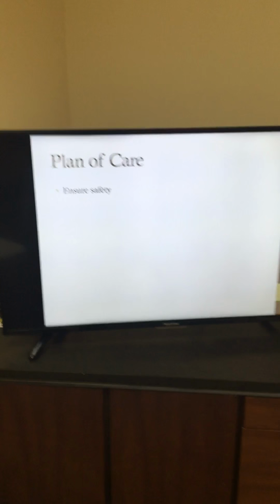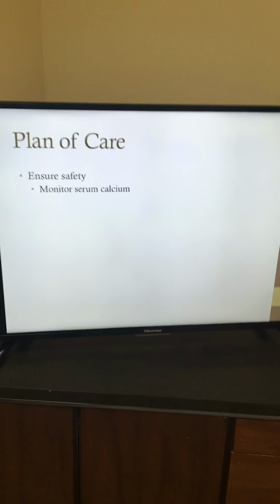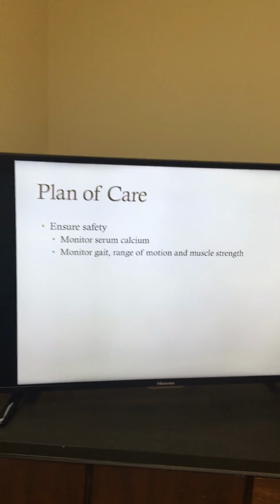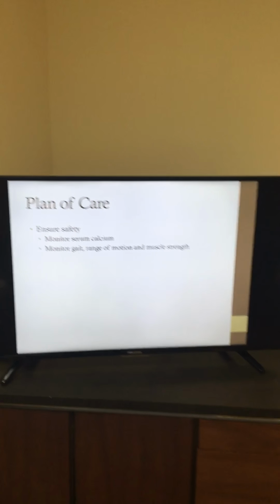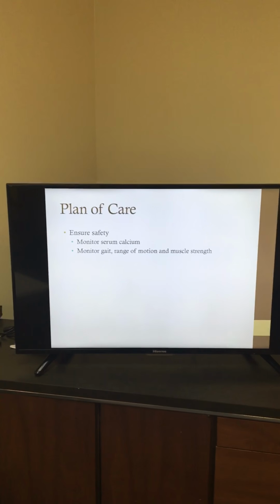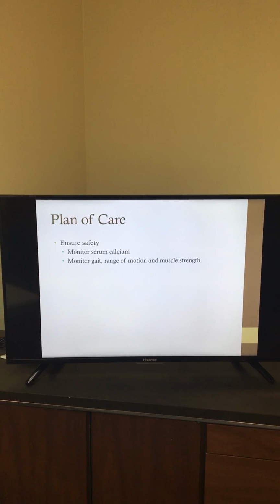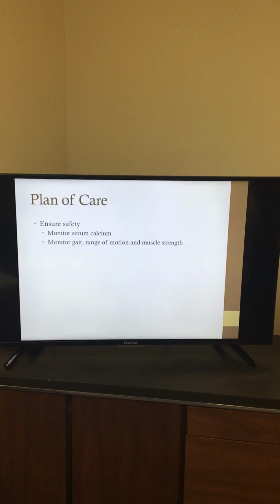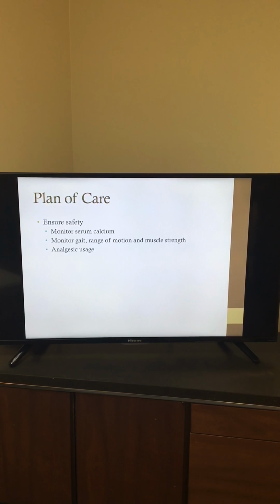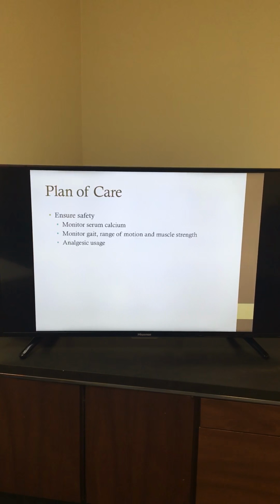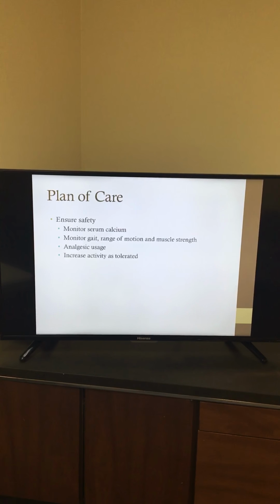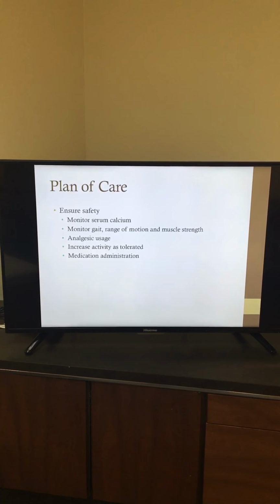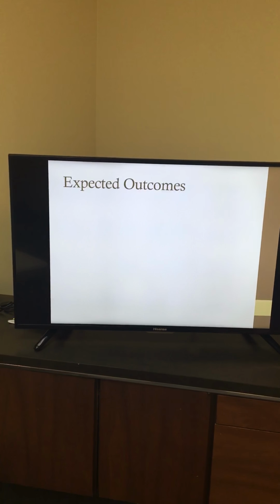Our next plan of care would be to ensure safety. We want to monitor our serum calcium, monitor gait, range of motion, and muscle strength. We want to monitor that calcium because it's in our bones, and if they're losing the calcium, then it's an increased chance that they'll have muscle problems. We want to monitor gait and range of motion and muscle strength, as I mentioned. We want to use analgesics for pain and increase activity as tolerated. Also, make sure you're giving them their medication as ordered and as needed, as they ask for it.